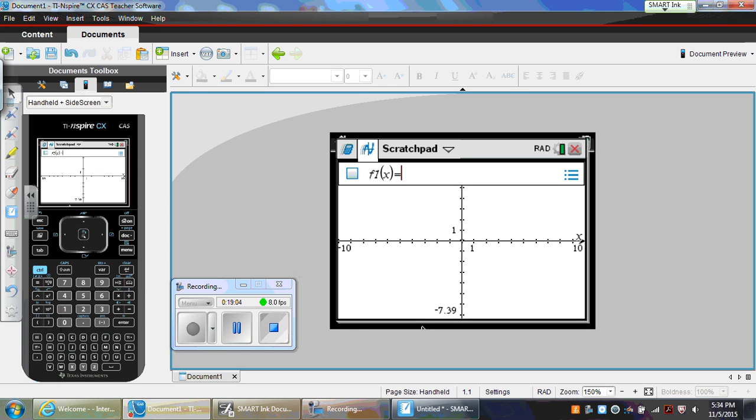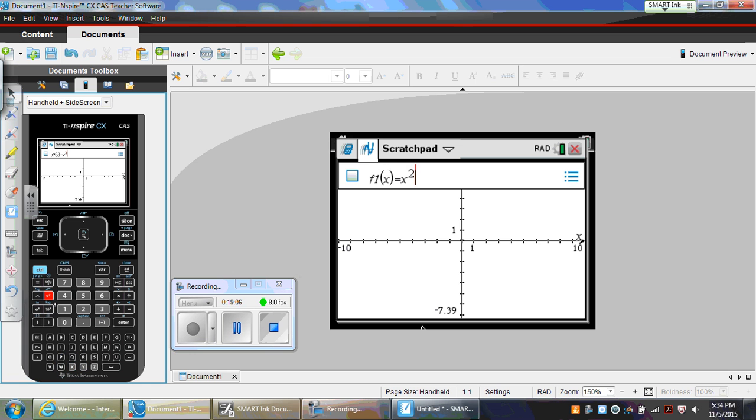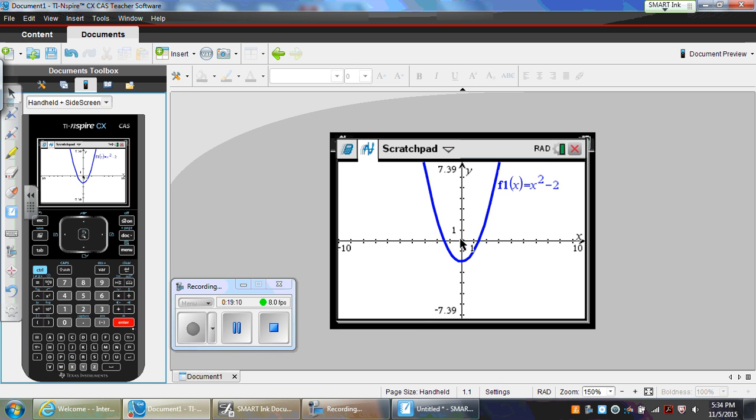And we're going to enter, let's say, x squared minus 2. Enter. And then let's go ahead and graph a linear function. So you press tab, and let's graph 4x. We got the 4. Enter. And so you can see here clearly that there is an intersection.